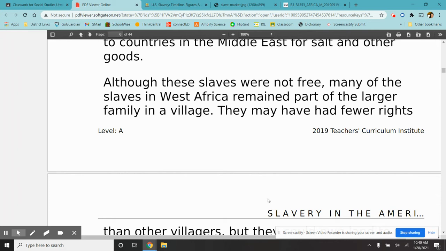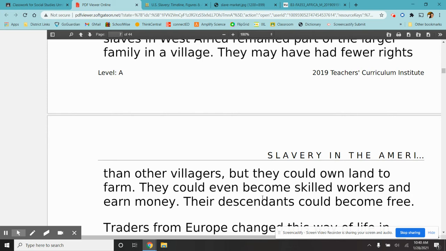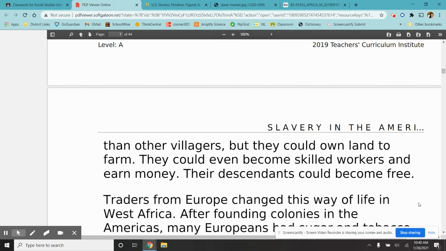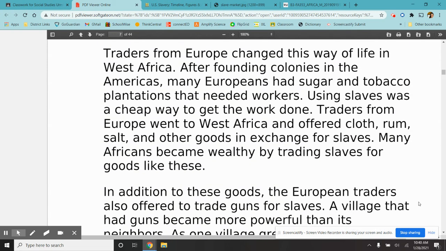Although these slaves were not free, many of the slaves in West Africa remained part of the larger family in a village. They may have had fewer rights than other villagers, but they could own land to farm. They could even become skilled workers and earn money. Their descendants could become free. Traders from Europe changed this way of life in West Africa.